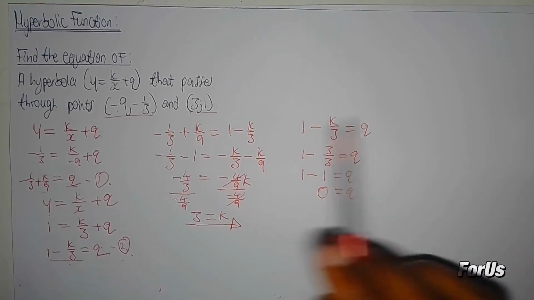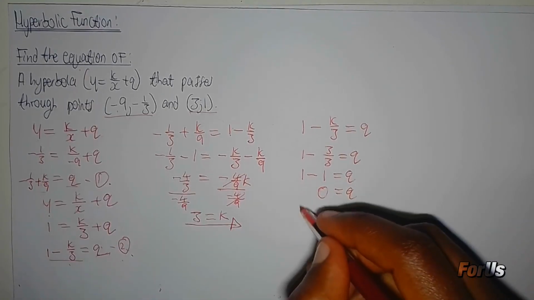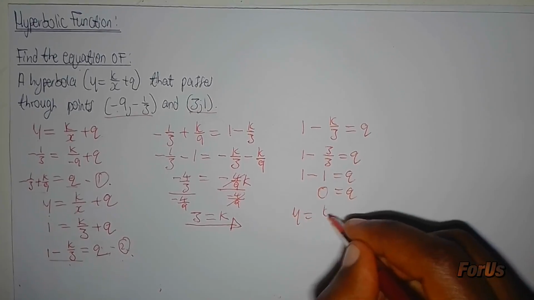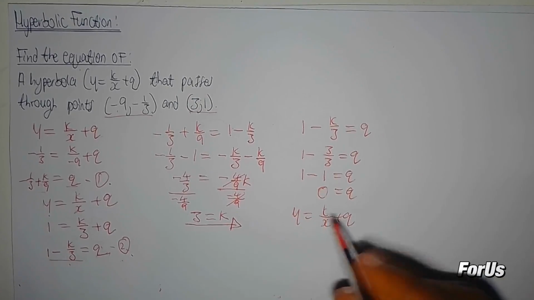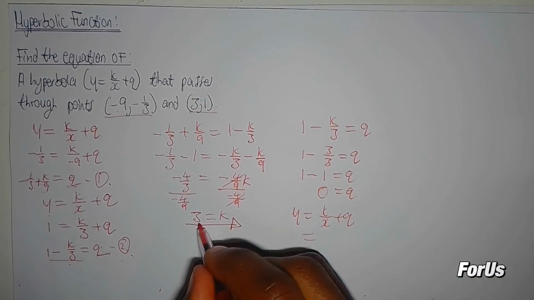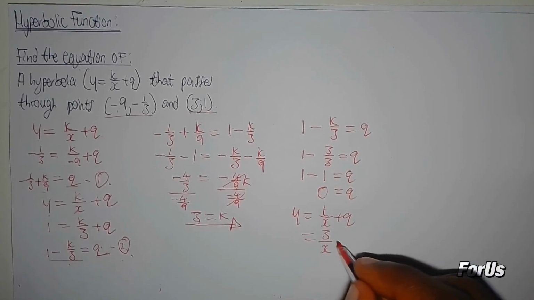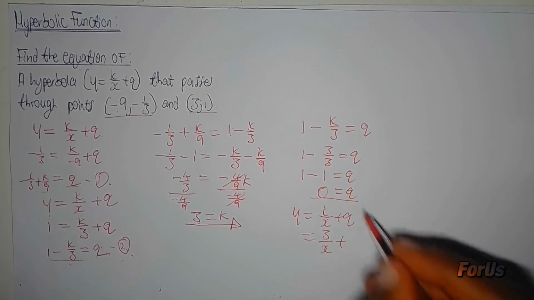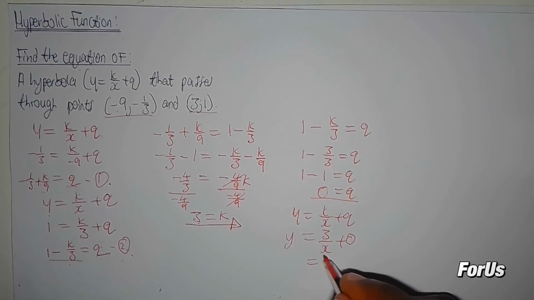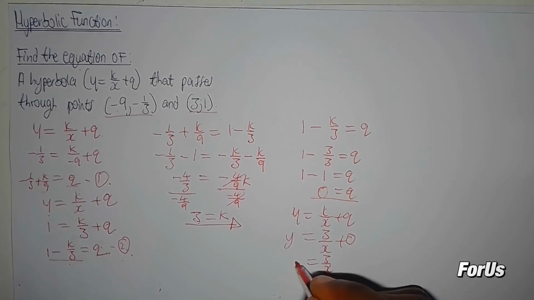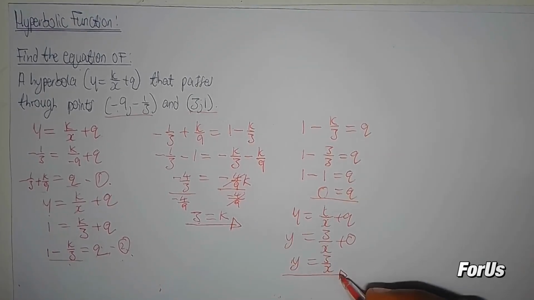Now to write the equation, since the question says find the equation, we have something like this. y is equal to k over x plus q. Here now we have the value for k. The value for k, it is 3. So 3 divided by x plus the value for q, which is 0. I'm going to say 0 here. Then this is the same thing as 3 divided by x. That is the equation and the answer.